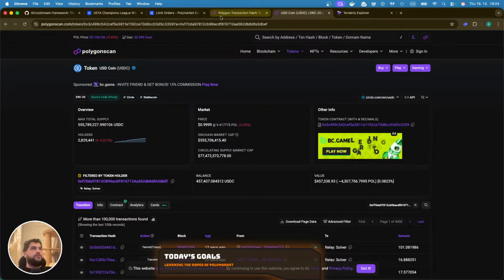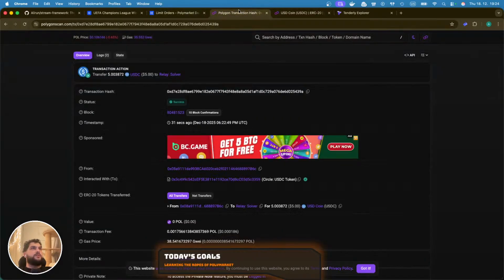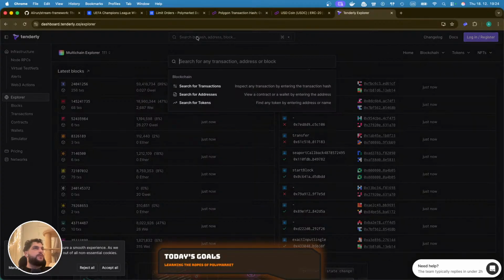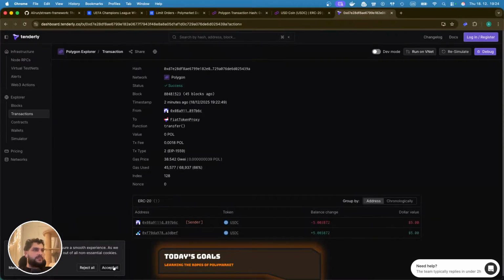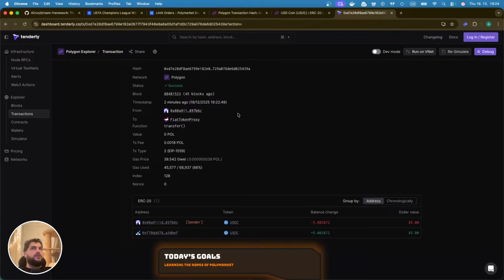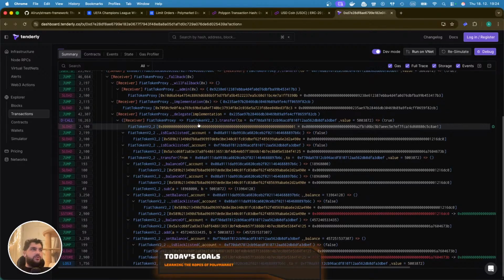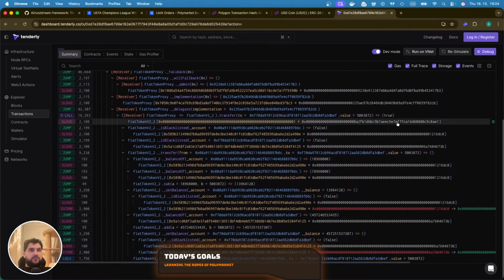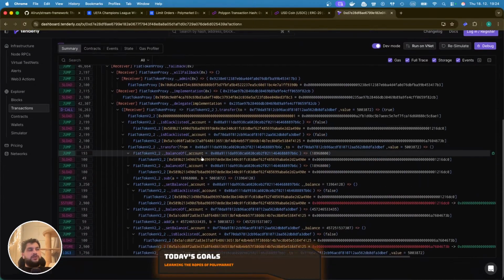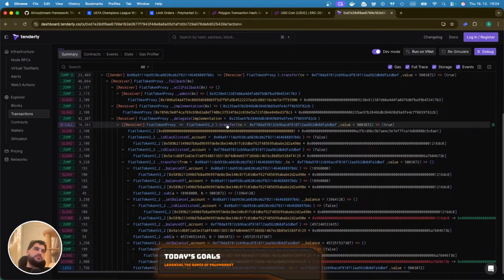Tenderly is a really cool tool to explore transactions and to simulate them as well. You can just type any transaction here and you can open it in dev mode. You can see the overview here: our address sent this amount, and this address received this amount, and we can dive deeper and see what happened under the hood. I'm just wondering whether there was some hook involved or they're just listening to the events. As far as I know, there are no hooks on the USDC token, but let's just check one more time.